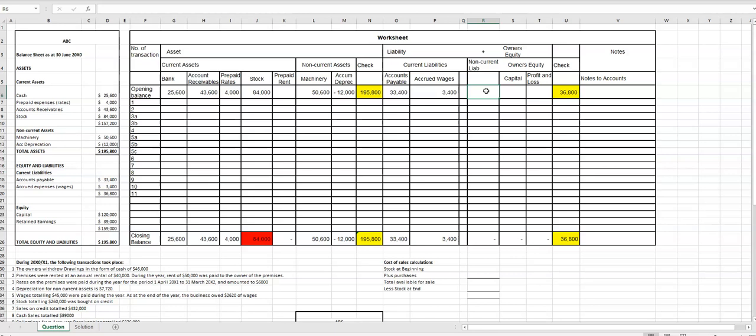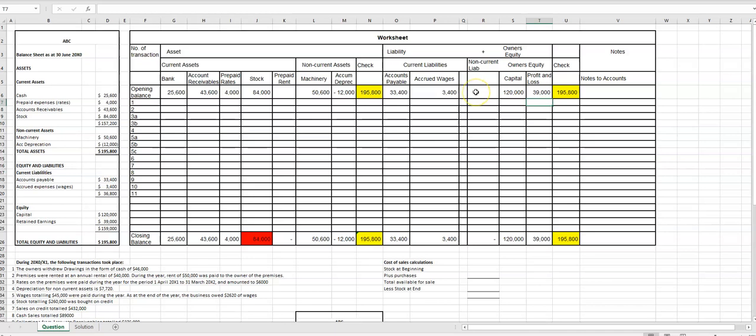Then simply we continue on and look at, we don't have any non-current liabilities, so that's perfectly fine. There's nothing there to put in. We have capital of 120,000. So 120,000 goes in there. And we have our retained earnings of 39,000. So we can enter that in. So our retained earnings is simply the profit that has been accumulated over previous years.